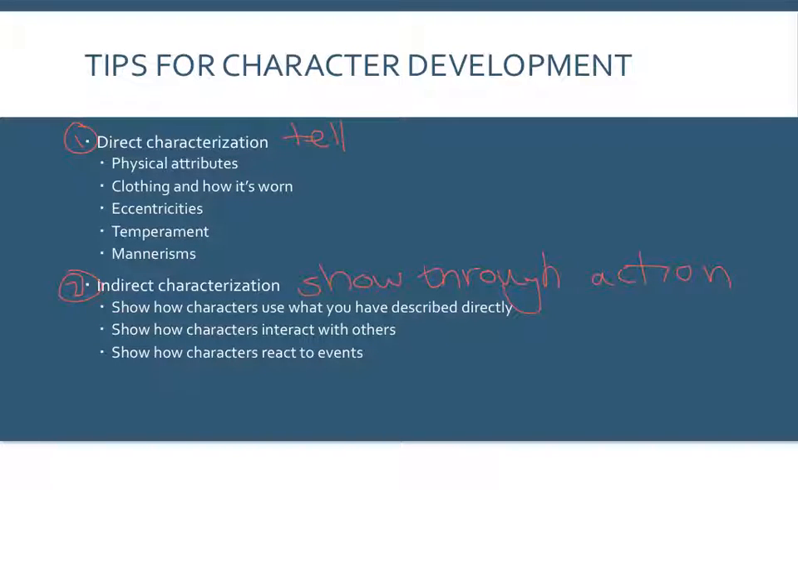But your indirect characterization is going to be much more engaging. So once you do your direct characterization, you get all that out of the way, then you want to show how your character uses that. So what if they're constantly tapping their foot when they are nervous? How does that matter? Show us in the story that your character was tapping their foot all the way through a job interview when they're trying to get a major job.